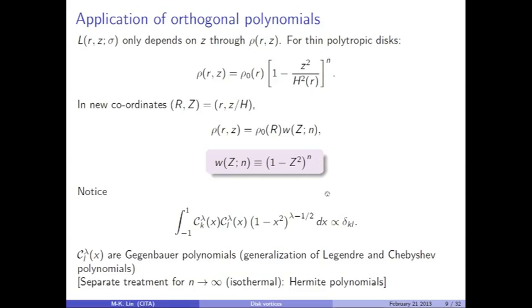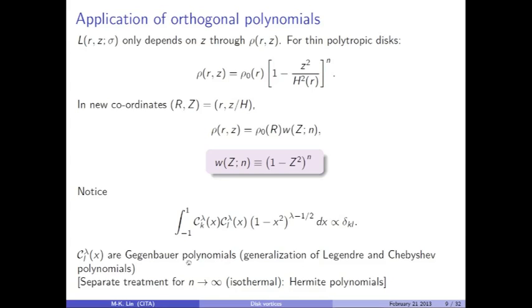Now the key here is to note that this functional form here, 1 minus z squared to some power, happens to be the same functional form as the weight function for a particular set of orthogonal polynomials. I think this is pronounced Gegenbauer polynomials, and it's a generalization of the Legendre polynomials. So the only thing to take away from this slide is to note that the operator L is complicated, but it only depends on z through this very special stratification function, which happens to be the same functional form which defines orthogonality properties of these polynomials.